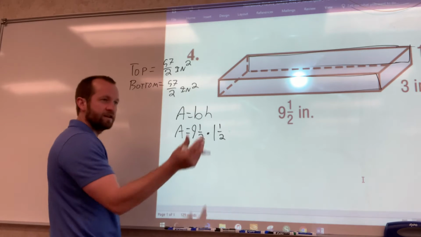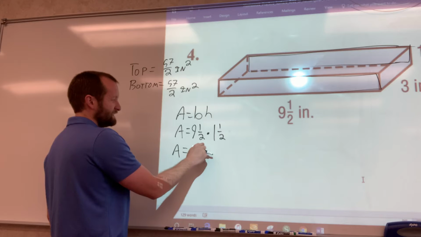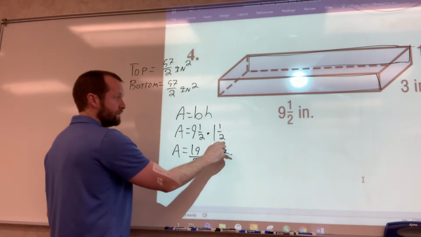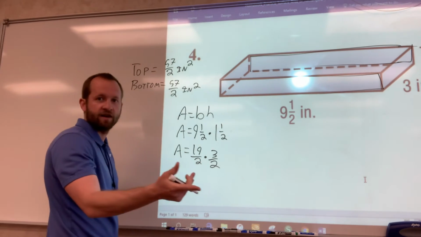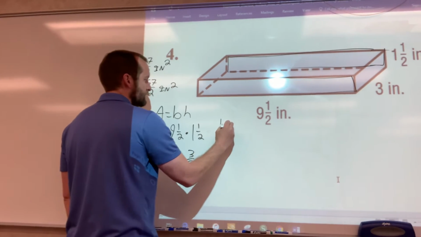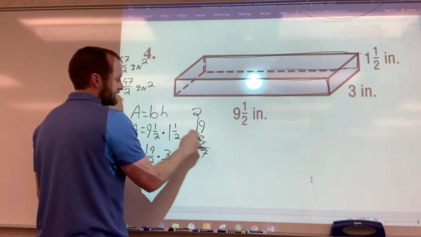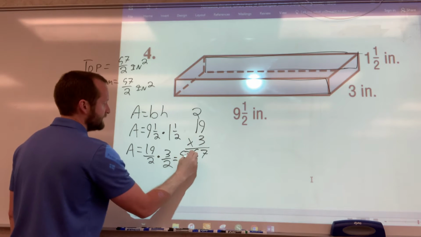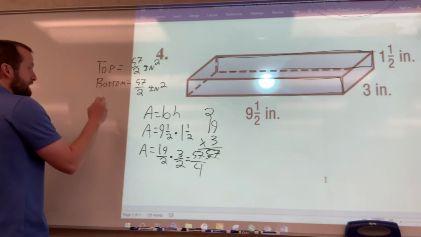So let's do that again. Let's go ahead and change these back into improper fractions. So the area equals, again, 9 times 2 is 18, plus 1 is 19, we've got 19 halves, times 1 times 2 is 2, plus 1 is 3, so 3 halves. Okay? So let's go ahead and multiply straight across, numerator times numerator, 19 times 3. Let's do it again, just double check our work. So 19 times 3, 3 times 9 is 27, 3 times 1 is 3, plus 2 is 5. So again, it's 57, and then 2 times 2 is 4. So 57 fourths.